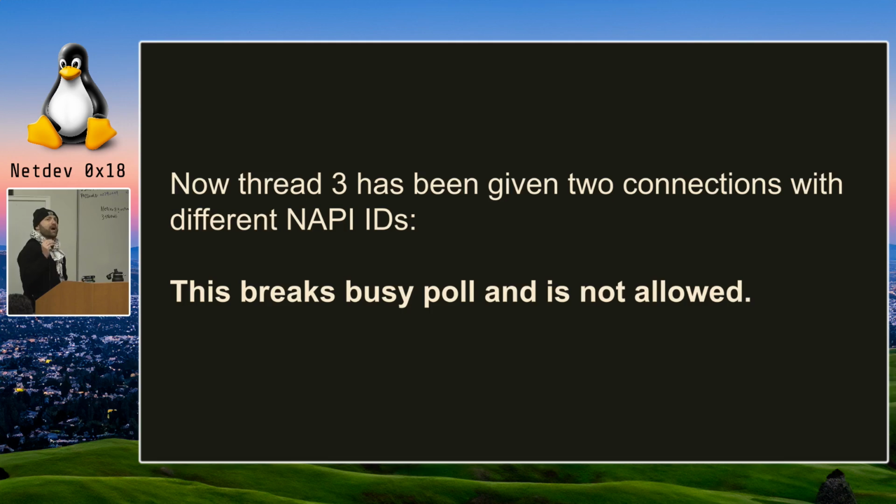So on this slide I'm saying thread 3 has been given 2 connections with different NAPI IDs. That part is true. This next part's not strictly true: I'm saying this breaks busy polling, but it's not disallowed. You could do it if you want. The last thing you add is the only thing that's going to get busy polled though, so that's probably not what you actually want. That's why I'm saying it breaks busy poll and probably is not what you actually wanted.